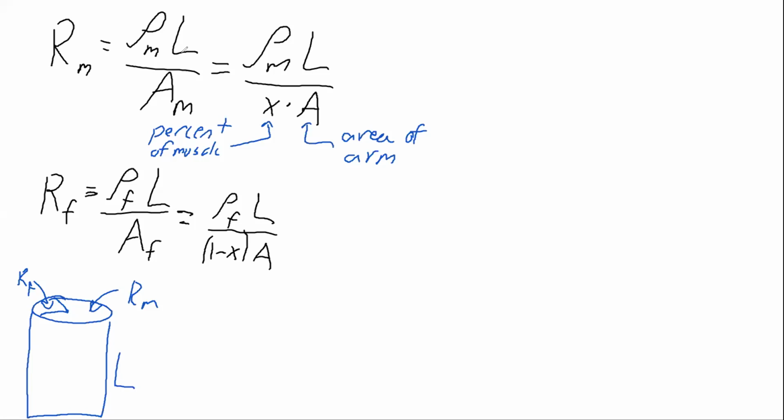The 1 minus X would just be the leftover, of whatever is not muscle, we're going to assume to be fat. That's where the 1 minus X comes from. So again, if muscle was 70%, then 1 minus 0.7 will give you the 30%. It will give you what's left over. Okay, so I think we have all those numbers for the resistance of the muscle.